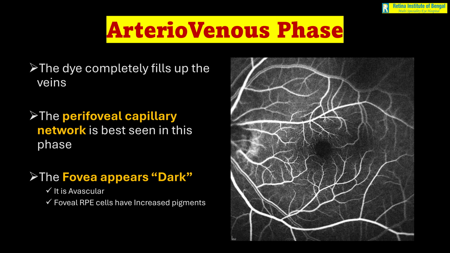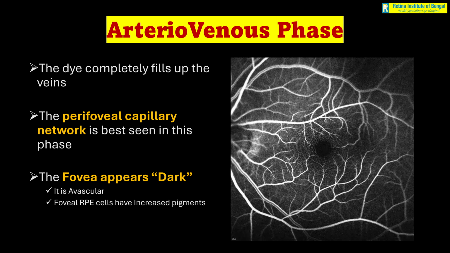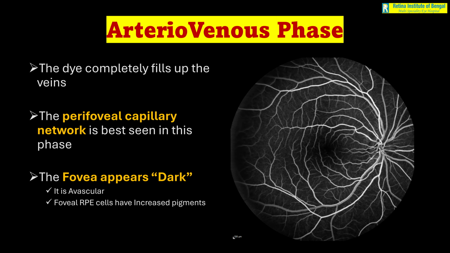Also, if you see that the fovea appears dark, so the center of the macula appears dark, you can see it in this 30-degree field. Also, let us see the 55-degree field. Again, you can see the central macula, that is the fovea, appears dark. So why is this so? Now there are two reasons.